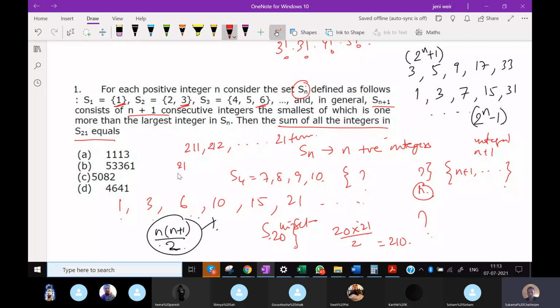So the sum would be 21 by 2 into 2 into 211 plus n minus 1, which is 21 minus 1, which is 20 into 1. So 211 into 2 is 422, plus 20 is 442, into 21 by 2. 442 into 21 by 2 is 221 into 21, which is 4641.